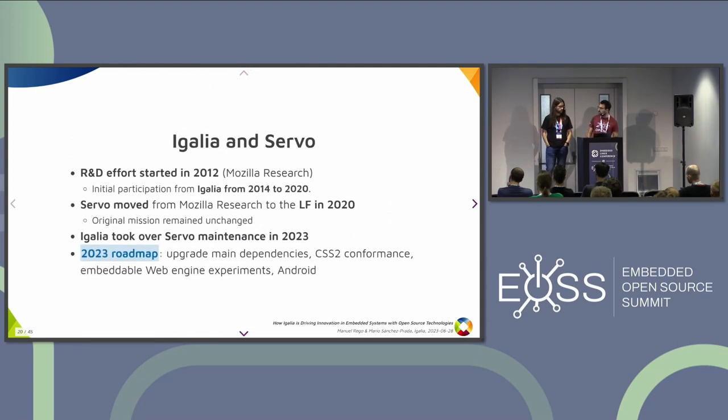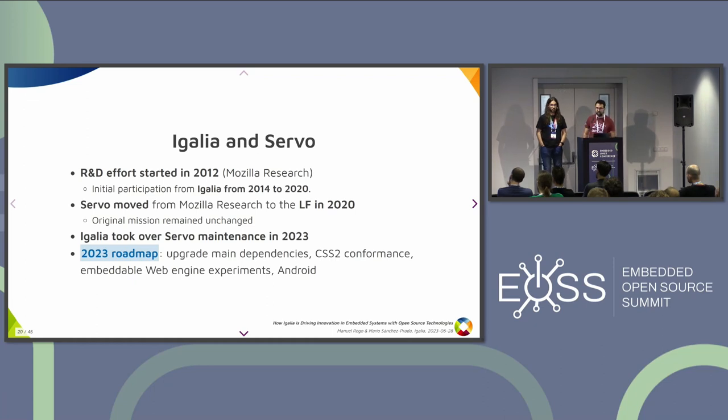Maybe you already know a little bit about Servo's history, but just in case, it was started as a research and development effort by Mozilla back in 2012. Igalia was involved a little bit during a few years in that period, in collaboration with Mozilla, helping with different parts of the engine.